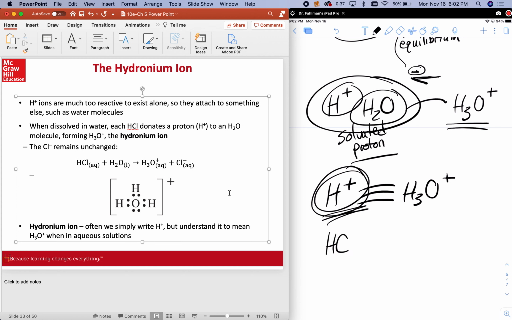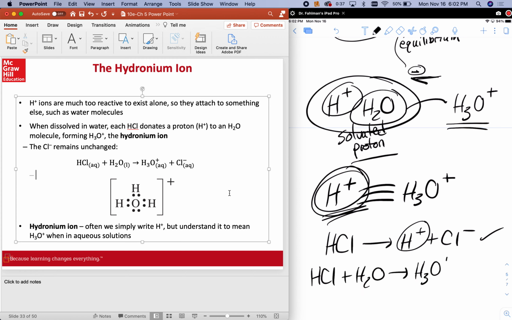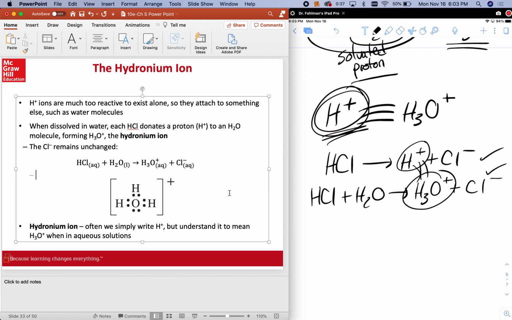With HCl, for instance, you can talk about it doing this, where you just have that, or you could talk about HCl in water, where you've got H3O plus and Cl minus. Both of these are really the same thing. We're just talking about an acidic species in solution.